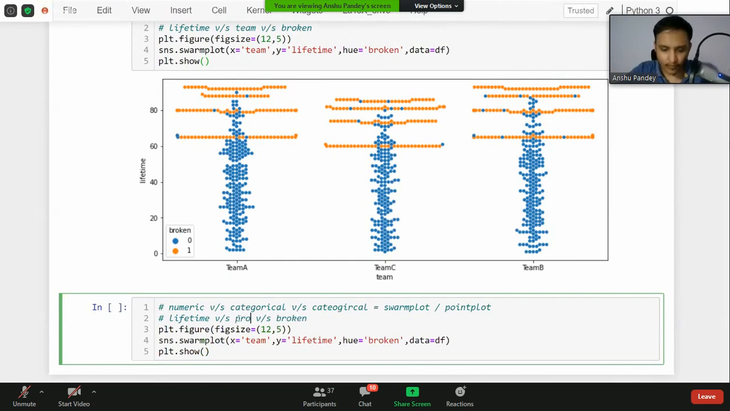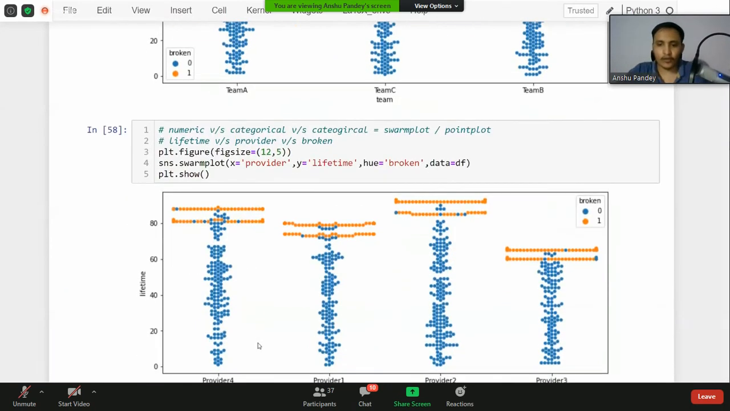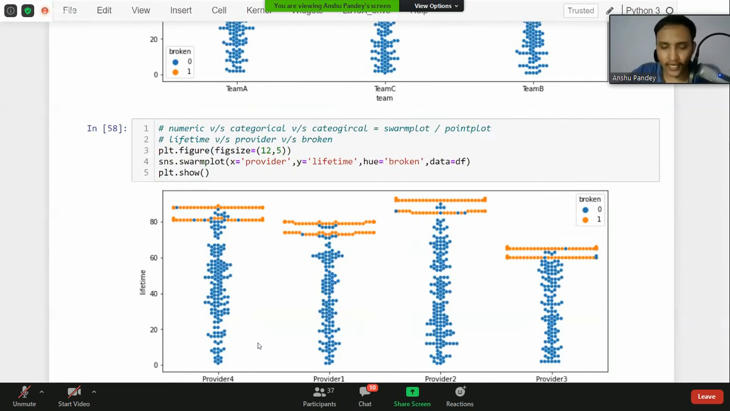Let's say we want to do a similar analysis of lifetime versus providers. Instead of team, let me make it provider and do a similar plot. So in the case of provider, what do you think? What kind of pattern is present here?